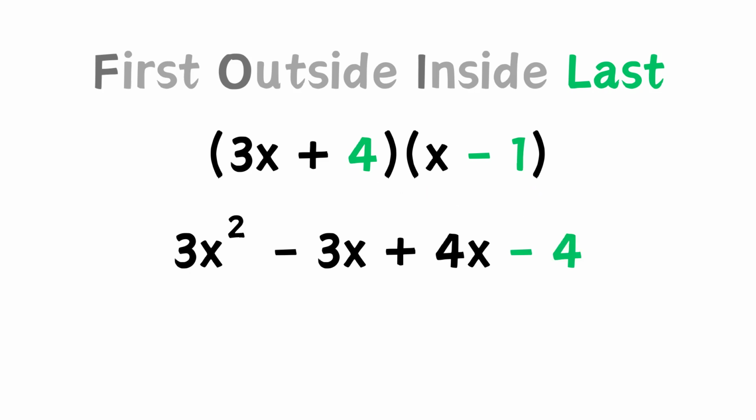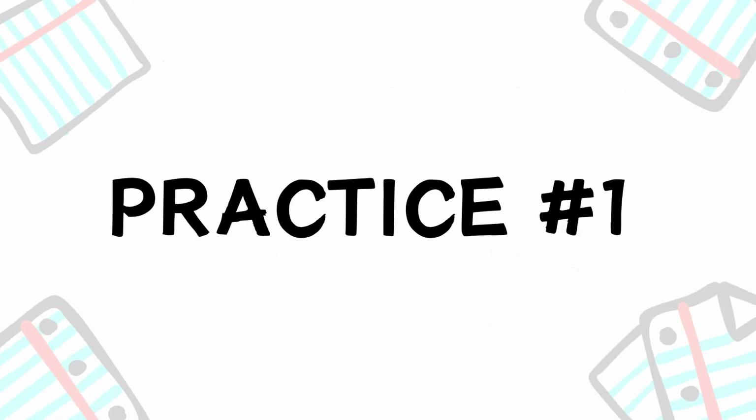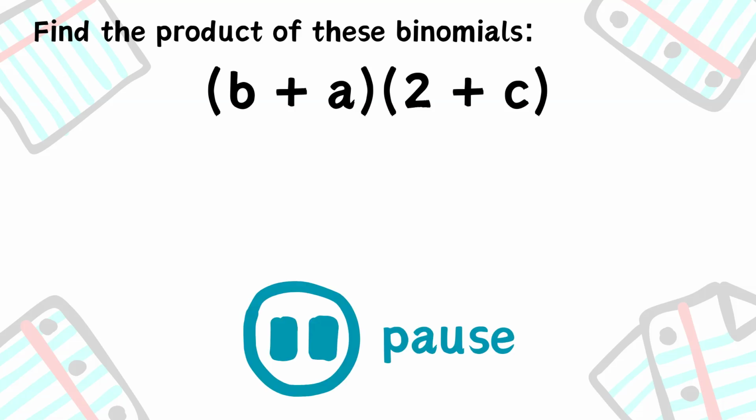This is negative 4. To simplify, we can combine the negative 3x and the 4x together, which gives us this simplified product, a trinomial. Now let's test what we learned in some practice. Multiply these binomials. See what you can do, and then let's tackle it together.